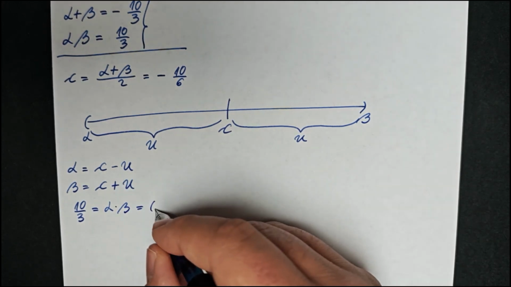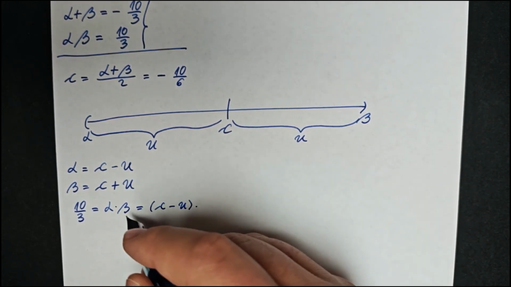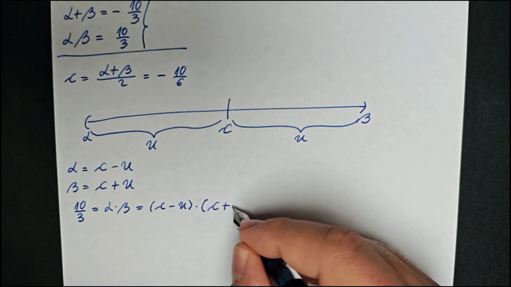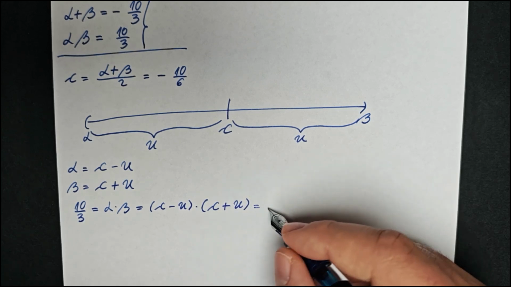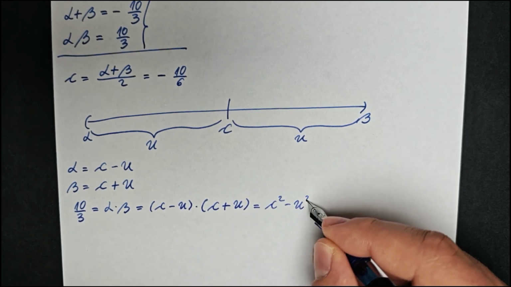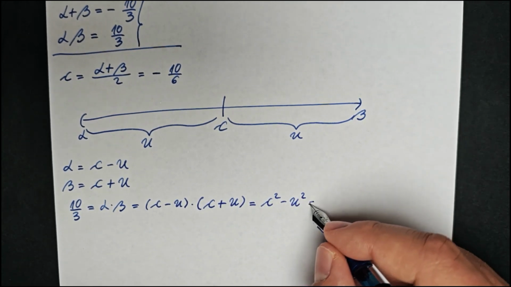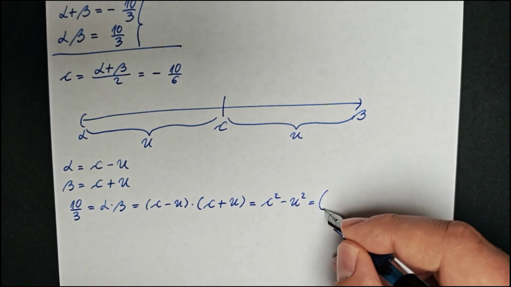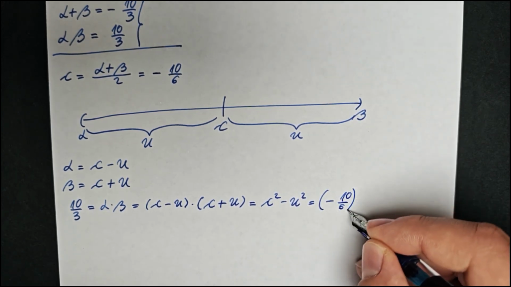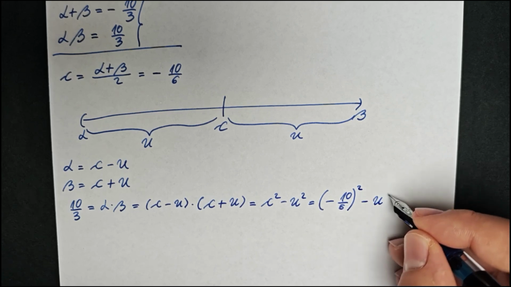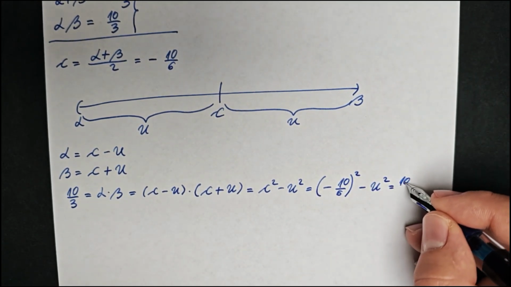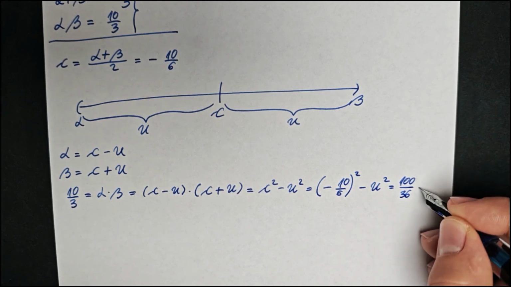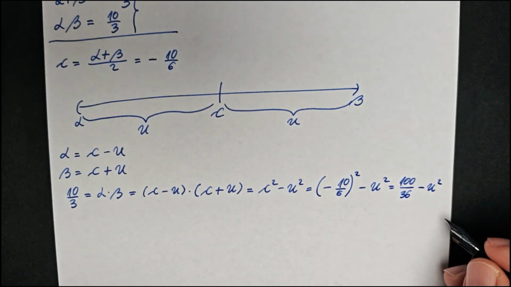So alpha is c minus u, and we are going to multiply that by c plus u, which is the value for beta. This is equal to c squared minus u squared, and we know that c is equal to negative 10 over 6. This is squared, minus u squared. So this is equal to 100 over 36 minus u squared.